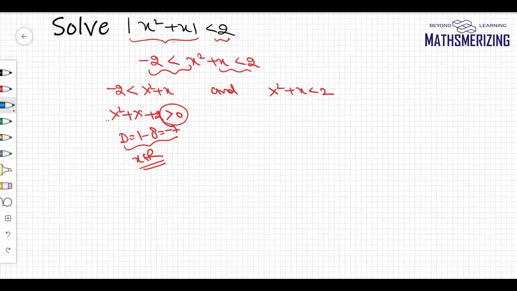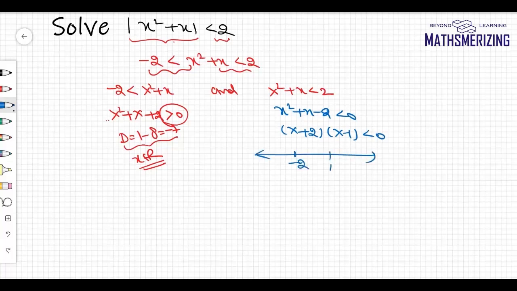Now for the second one, rightmost is plus, I need minus, not included. Now I need to take the intersection of these two conditions. So the intersection of these two conditions is x belongs to minus 2 to 1. So solution to this inequality is x belongs to minus 2 to 1.